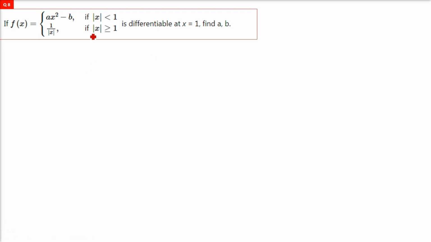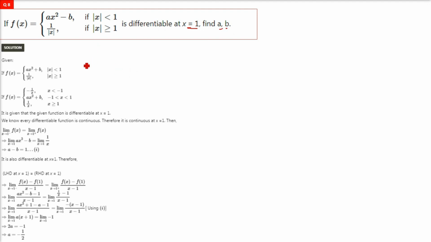Now if f(x) is equal to ax square minus b if mod x is less than 1, and when mod x is greater than or equal to 1, it is going to be 1 by mod x. If this is differentiable at x equals 1, find a and b. So the question is saying this is differentiable, and you have to find out the values of a and b.